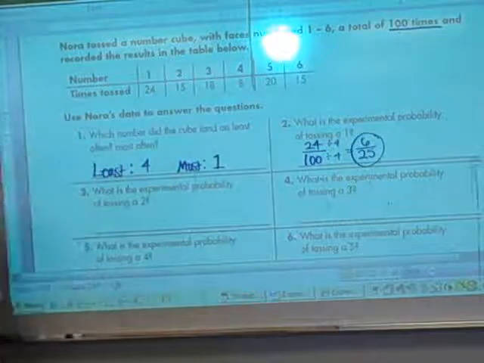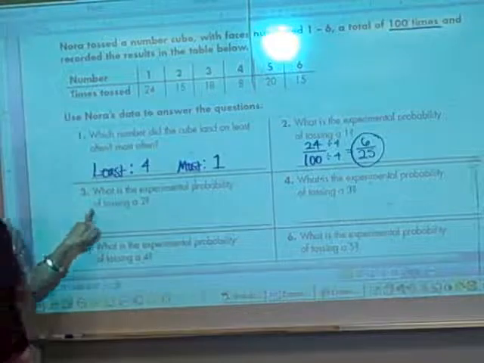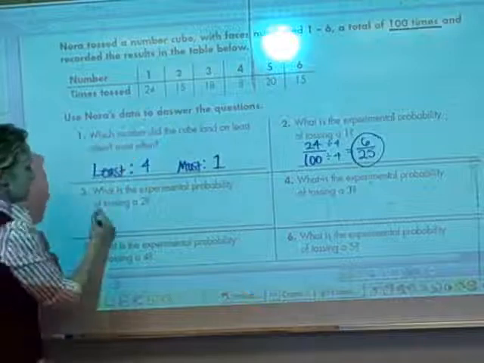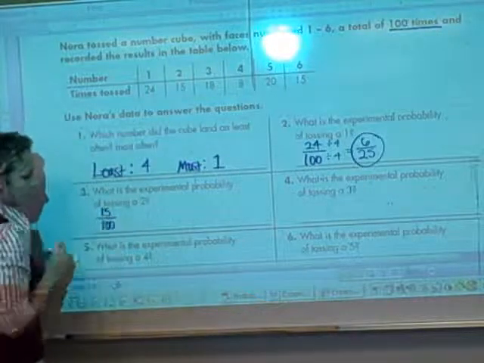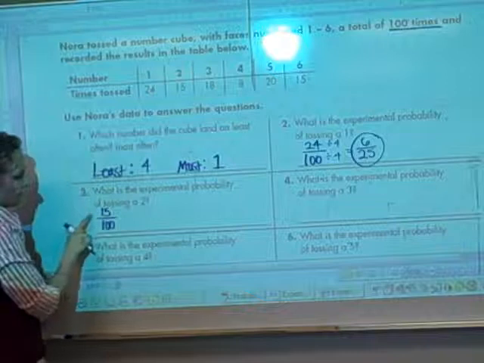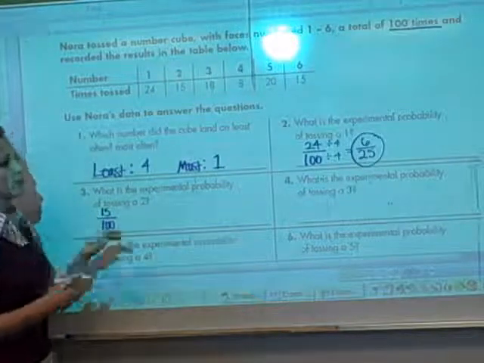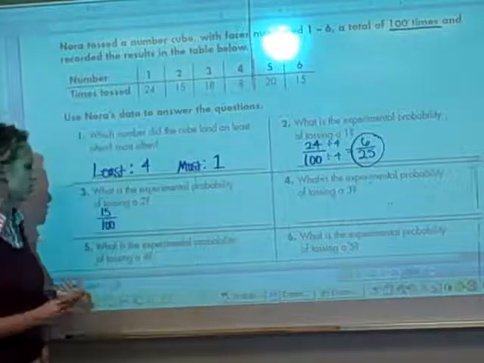Question 3. What is the experimental probability of tossing a 2? So again, hit pause and hit play again when you're done. 15 out of 100. And I know that these are both divisible by 5. So I'm going to show you, if this way kind of confuses you, a different way to simplify fractions over here.